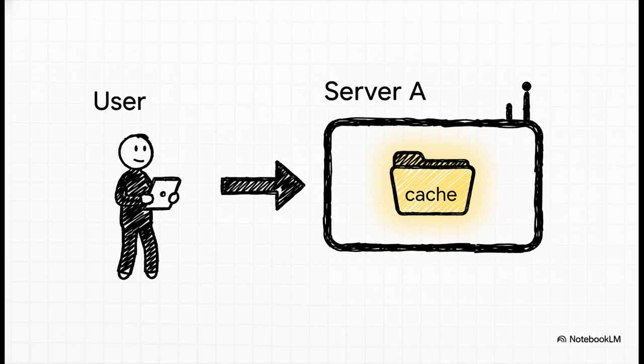But what happens if you're using a simple round-robin load balancer? Your next click might go to a totally different server, and that server has no idea who you are. It doesn't have your profile cached. So all that performance benefit, poof, gone. You really, really want to hit the same server every time.